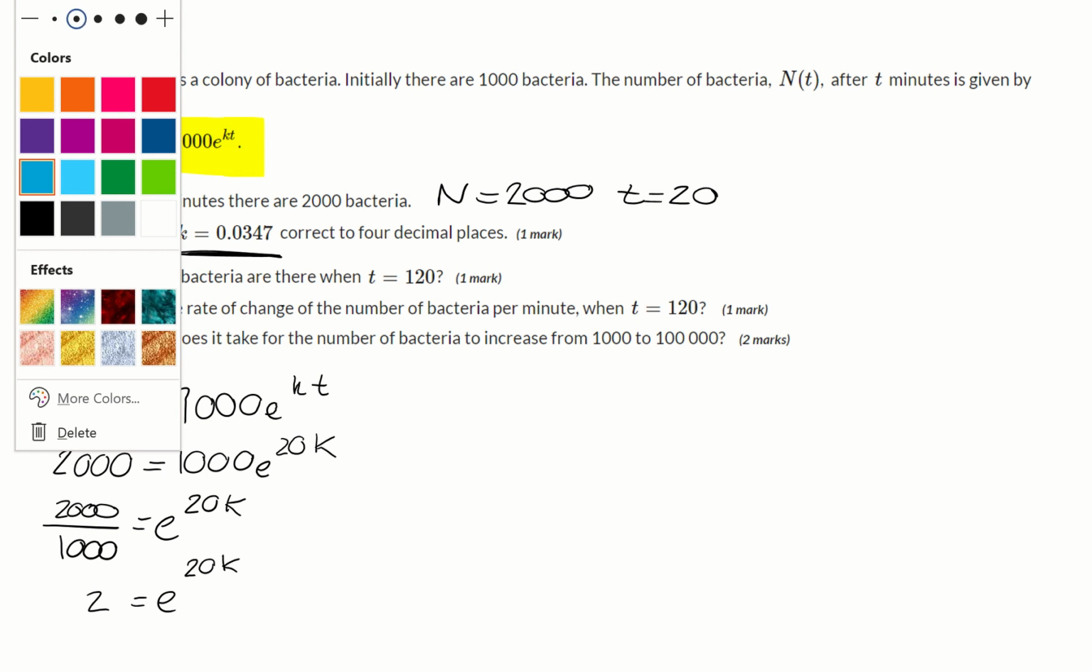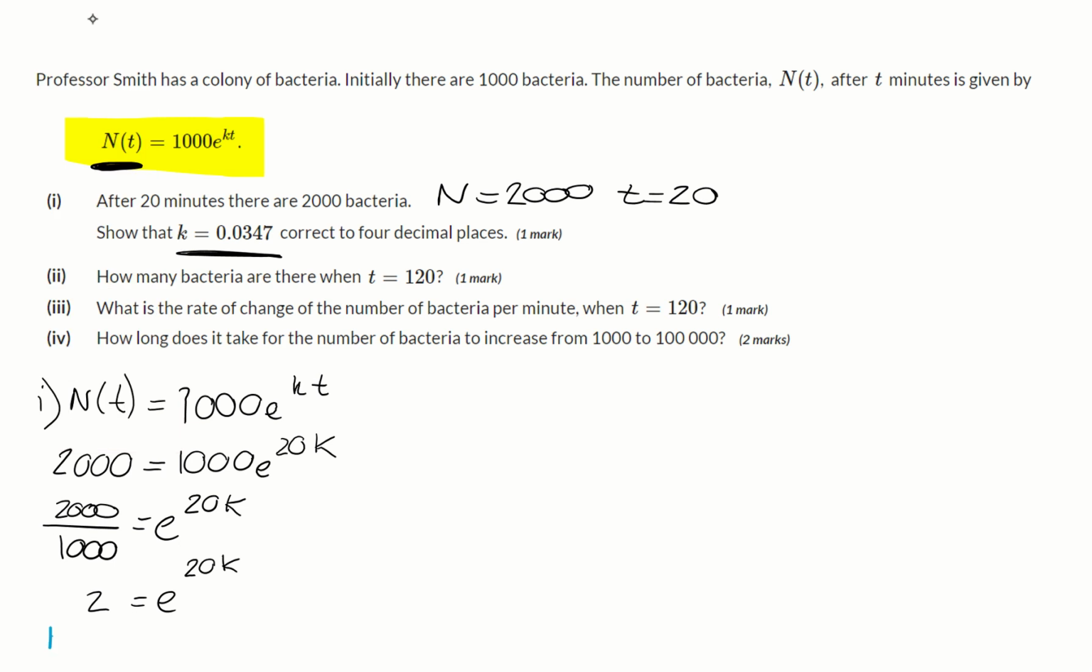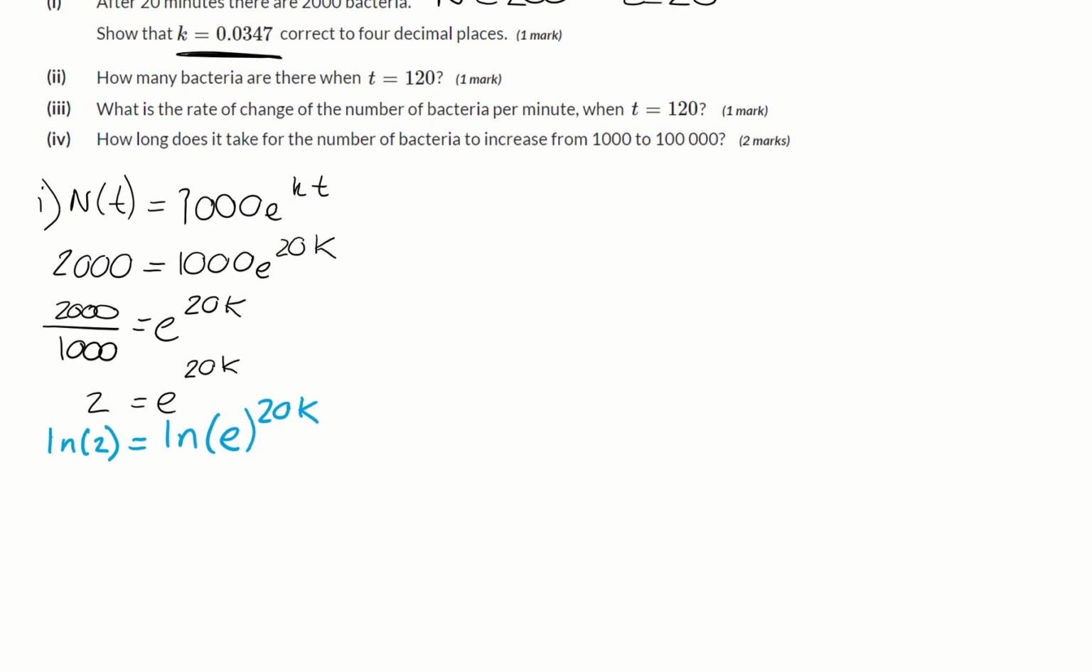Some people may say write it in the form of a log. So if we log both sides, I'm going to have the log of 2 is equal to the log of e to the 20k. And this is where we say, okay, now log laws say that if we have a power, it can come out the front. So I'm going to then have log 2 is equal to 20k timesing by ln e. And I know that ln e is just 1.